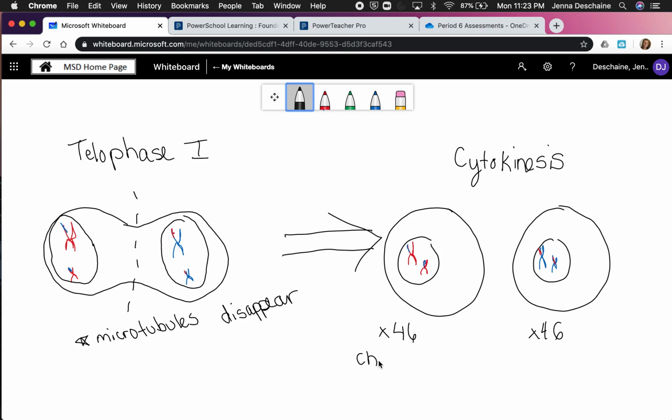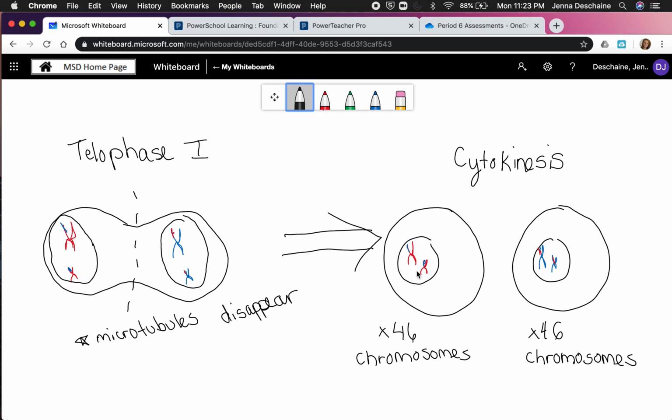So I'm just gonna write chromosomes right here, just so we're on the same page. Okay, so 46 chromosomes here, 46 chromosomes here. But eventually we're going to do one more phase of meiosis, which is going to split these two one more time, and then we're going to have the cells that we originally wanted, which were the cells with 23 chromosomes instead of that full 46.